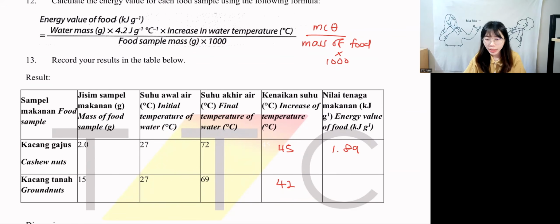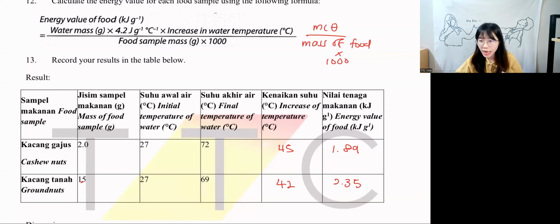Next, groundnut. Same thing: mass of water 20, times 4.2, times 42, divided by 1.5, not 15, guys. It is 1.5. Times 1,000. What is your answer? 2.35. Now, if you want to draw a graph, 2 decimal places is the best way, because 1.89 and 2.35 are both 2 decimal places.